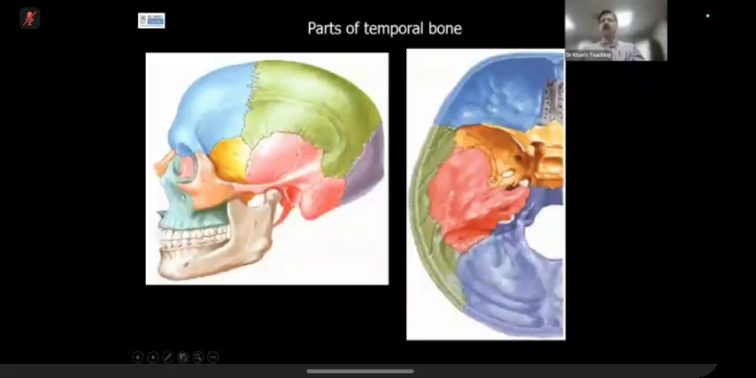three are single bones. These are midline single bones, and two are paired bones. Paired bones include the frontal bone and the temporal bone. Now, the midline single bones include the ethmoid, and then the sphenoid, and then the occipital bone.